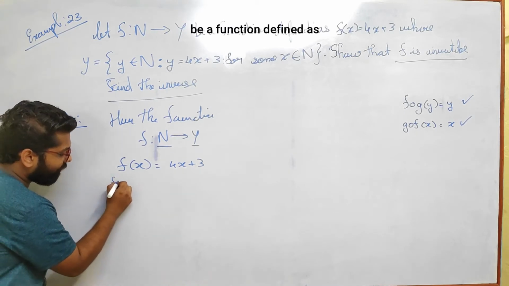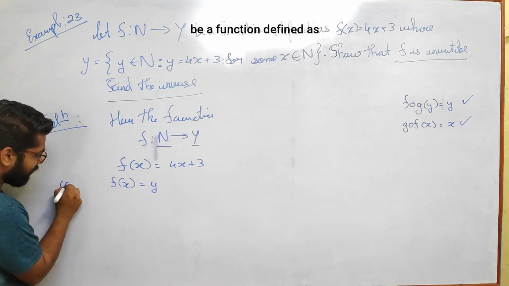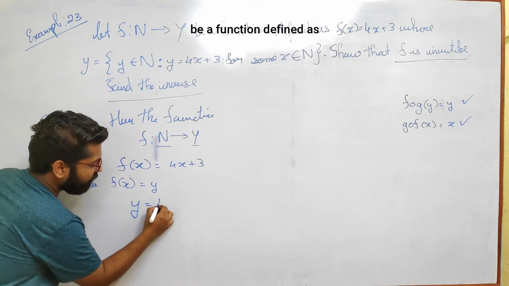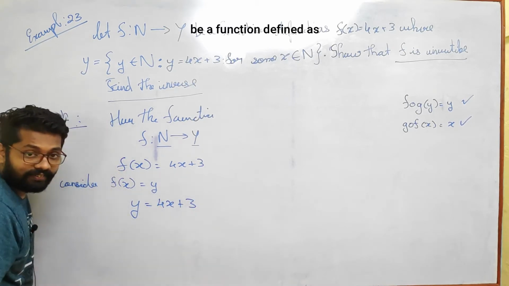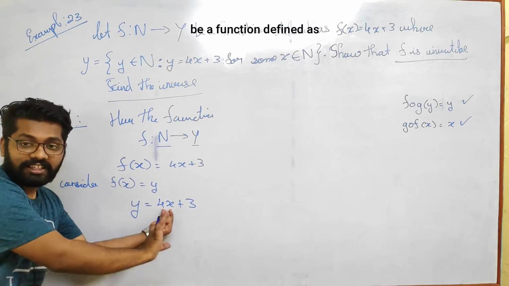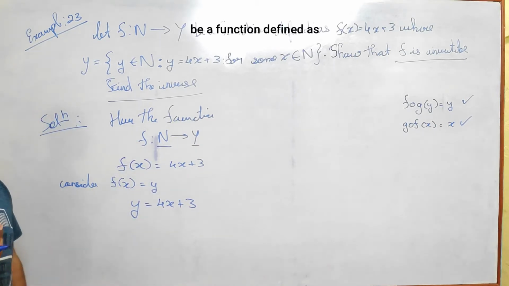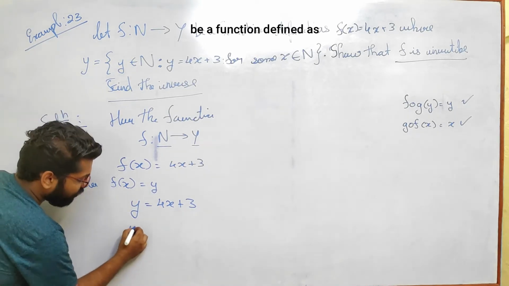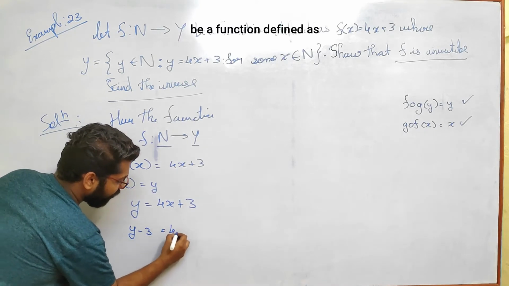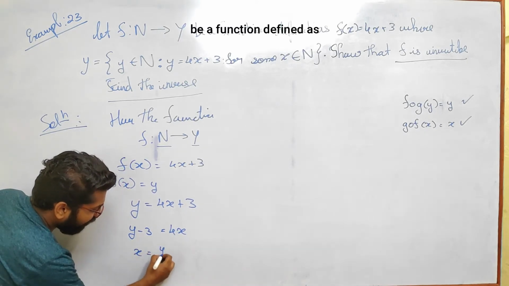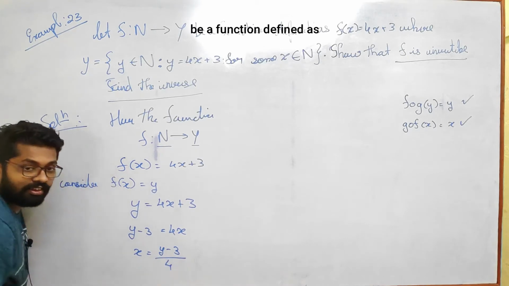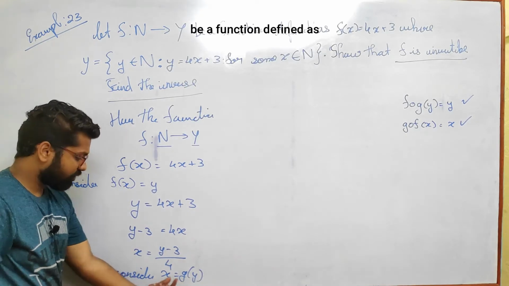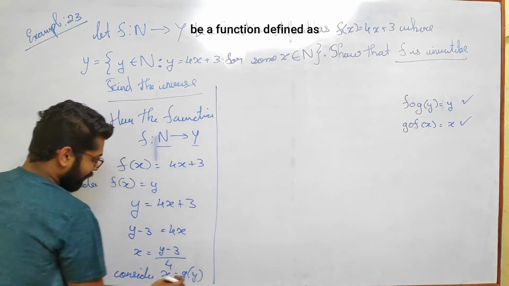This next procedure is very important. Look carefully. So f of x equals y. Consider f of x equals y. If you consider this, then y equals 4x plus 3. Agree? Now keep x on this side and transfer the remaining things to the other side. Transferring plus 3 to the other side, y minus 3 equals 4x. So x equals what? (y - 3)/4. Consider x equals g of y. Now put here, I mean replace the value of x.